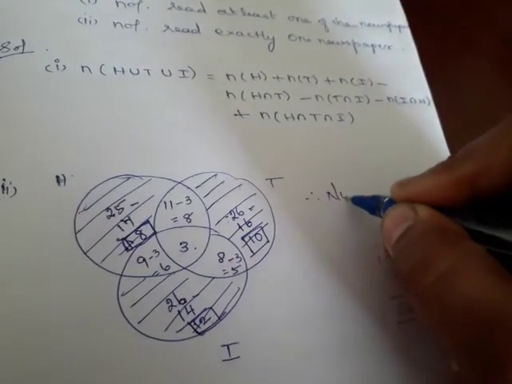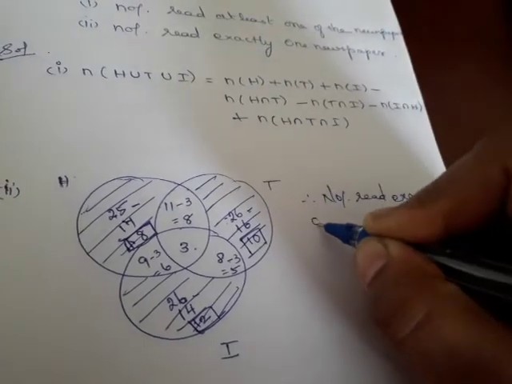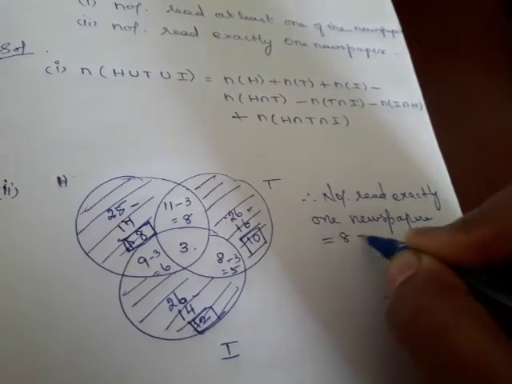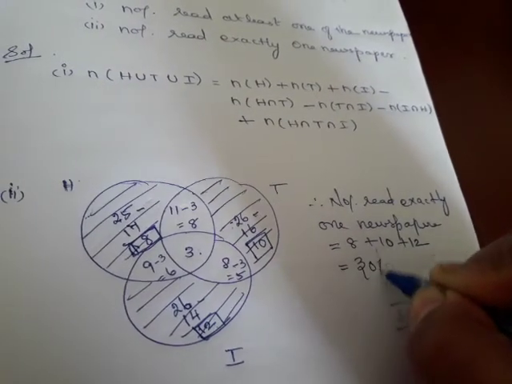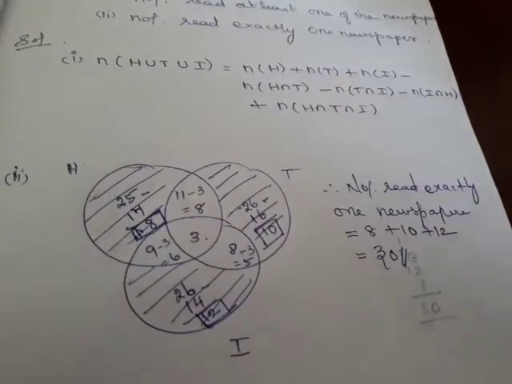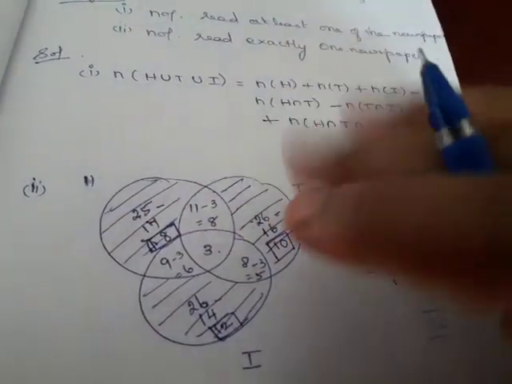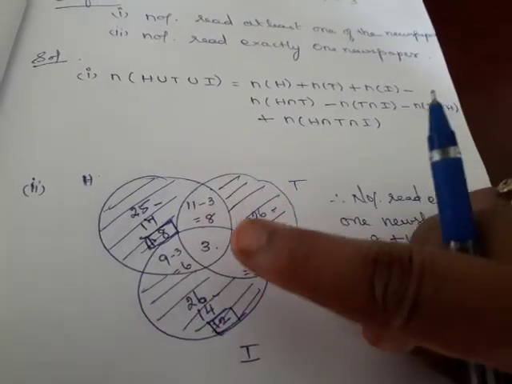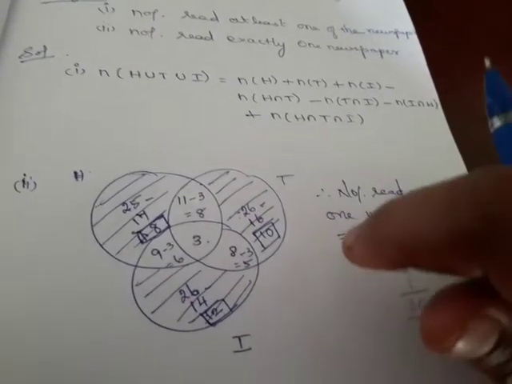Therefore, number who read exactly one newspaper is equal to 8 plus 10 plus 12, which is 10, 20, 30. So 30 is the answer. This is how you can find the answer for any problem. First step is to fill in the data in the Venn diagram, then immediately subtract the intersection regions, and then proceed with the problem. If you don't subtract the intersection region, you will get overlapping of the values. It will lead to wrong calculations.